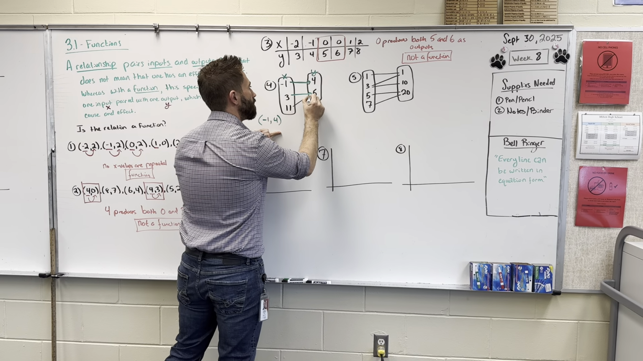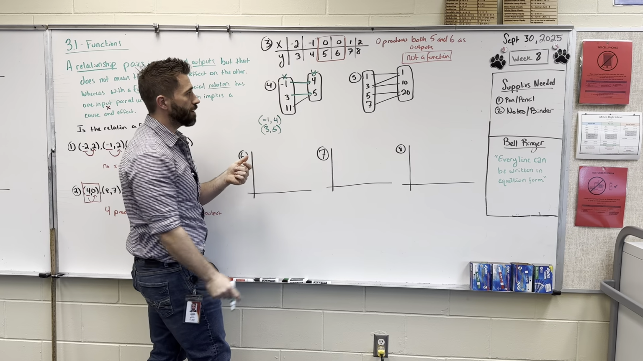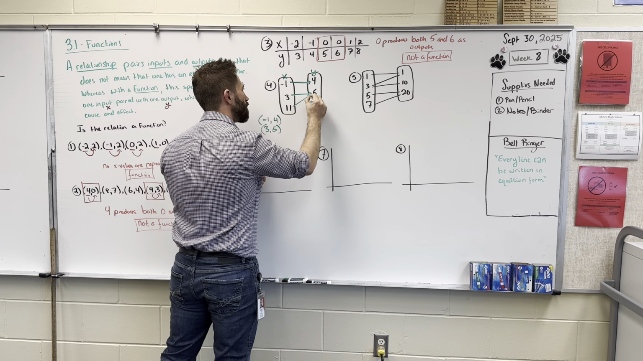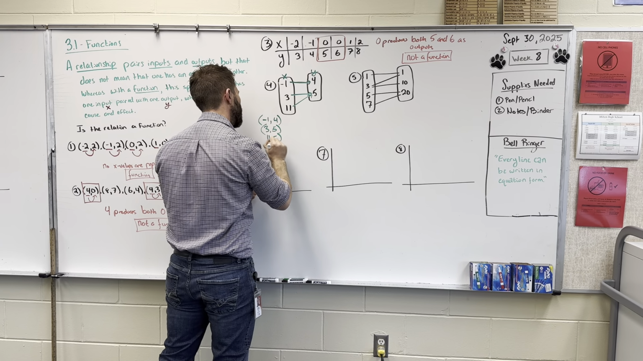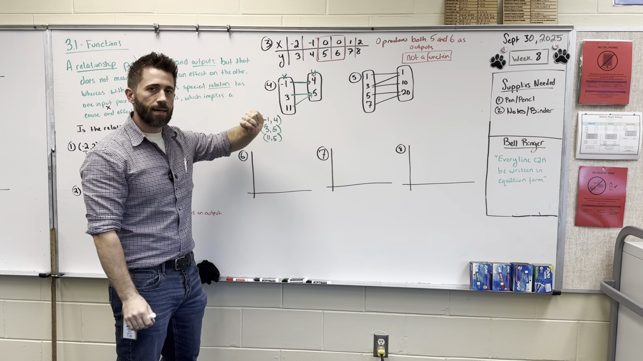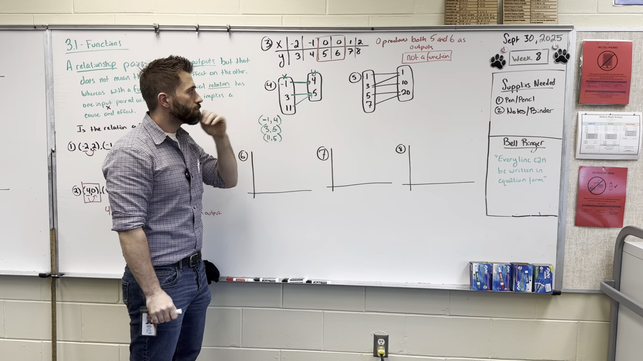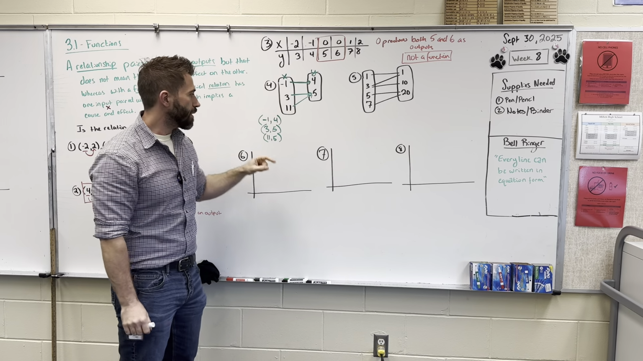3 maps to 5, meaning there would be another coordinate at 3, 5. And then 11 also maps to 5. Okay? And so when I look at this, I notice that 2 numbers map to the same thing. And most students, their alarm bells go off. They're like, pause. Am I breaking the function rule? And the answer is no.